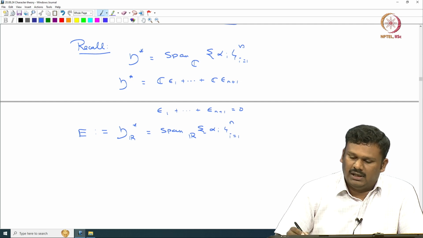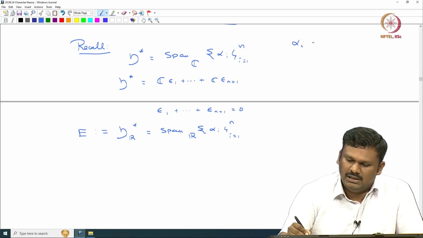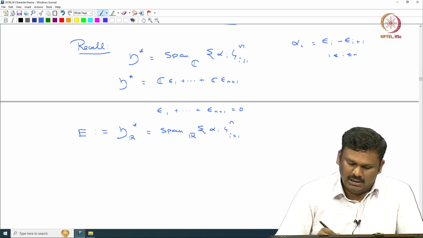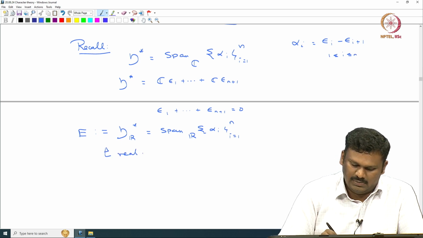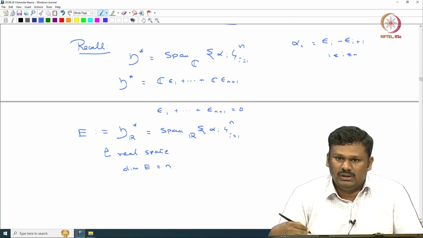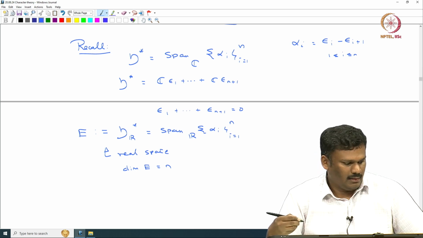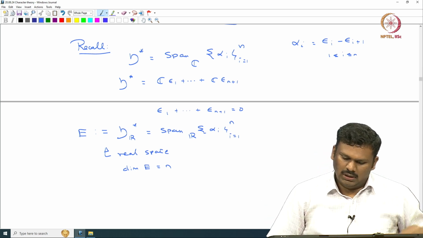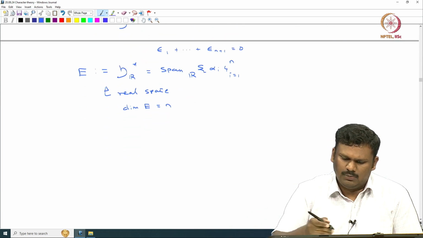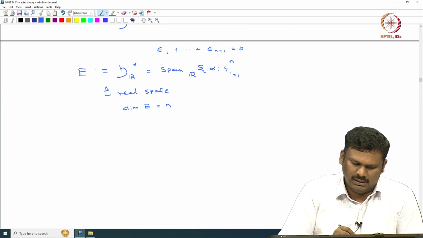So, recall what alpha_i is. Alpha_i is nothing but epsilon_i minus epsilon_{i+1} in terms of the epsilon_i basis. So, we have this real space, whose dimension is obviously n, because the alpha_i's are linearly independent over C, and they are also linearly independent over R. Now if we take this space, the same inner product descends to an inner product on this space E.